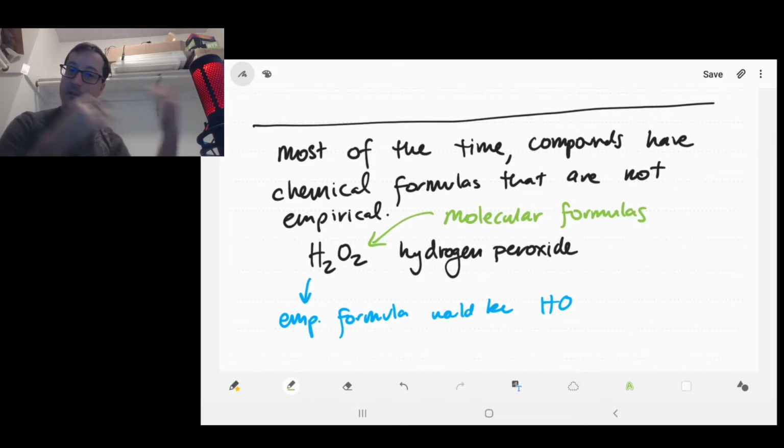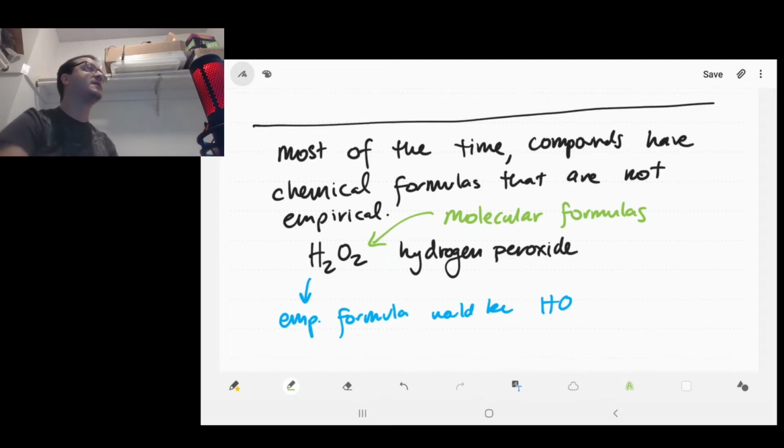All empirical formulas are molecular formulas, but not the other way around. So an empirical formula has to have the lowest ratio. A molecular formula can have whatever ratio it wants. For example, H2O2. It's not the smallest ratio. It's still the same ratio, though. It's still a one-to-one relationship, but in this particular molecule, you have to have exactly 2 hydrogens and exactly 2 oxygens. So the molecule hydrogen peroxide has 4 atoms total.